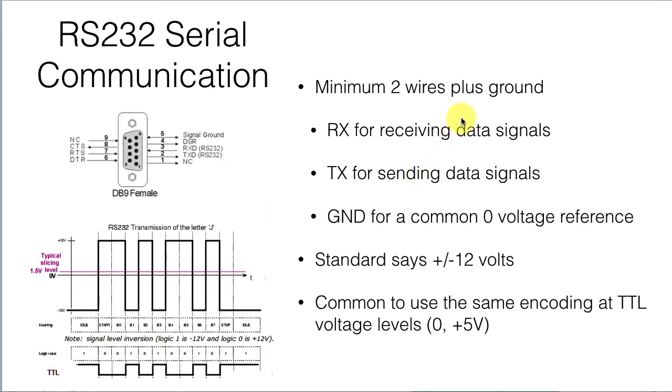Speaking of old data transmission protocols, RS-232 serial communication has been around for a long time. It requires a minimum of 2 wires plus ground, and the original standard said it was going to be a 12-volt signal. It's much more common now to use the same encoding at TTL voltage levels, just 0 and plus 5 volts. So the original standard required actual plus and minus 12 volts. It wasn't particularly fast, but it was plenty fast enough for teletypewriters and things like that.